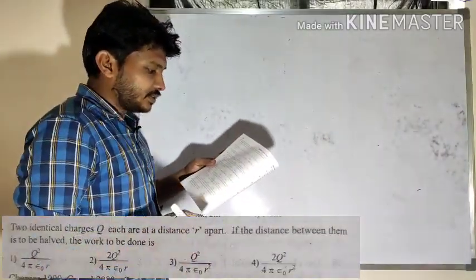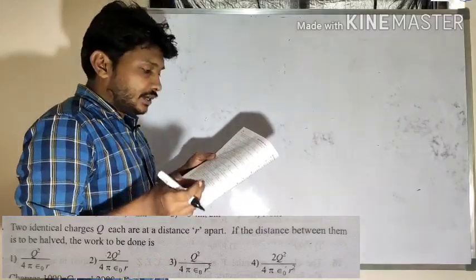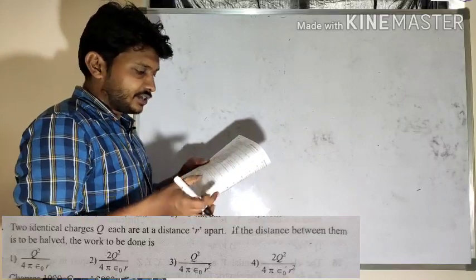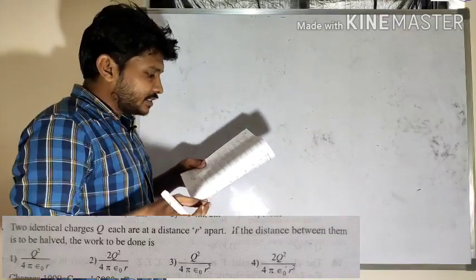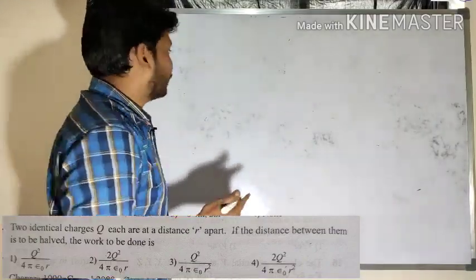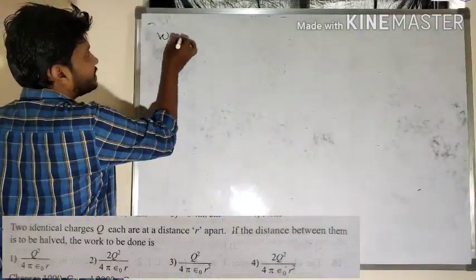Two identical charges q each are at a distance r apart. So two identical charges, and the separation between them is r. If the distance between them is to be made half, then what is the work done? So the initial distance is r.